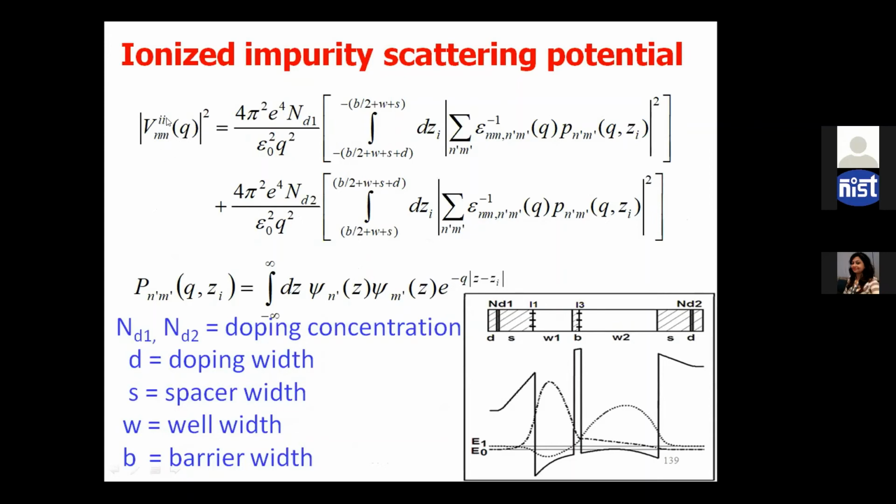Here the screened scattering potential V_nm for impurity depends upon the doping concentration. Here I have shown it for two different dopings, so there is a summation of N_D1, first part plus second part. Specifically, it depends upon the dielectric constant as well as P n prime n, q, z_i. What is that P? It is equal to the integral from minus infinity to infinity of psi n prime times e to the power minus q times the modulus of z minus z_i.